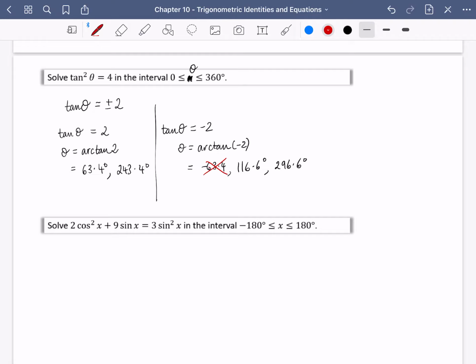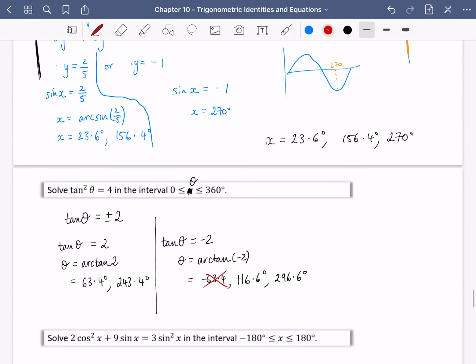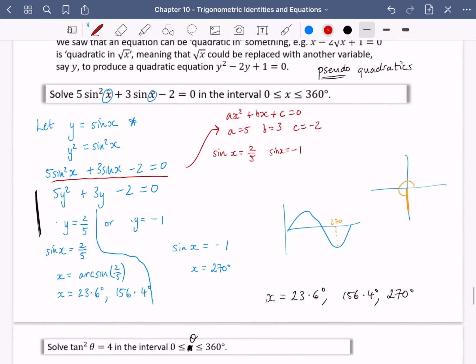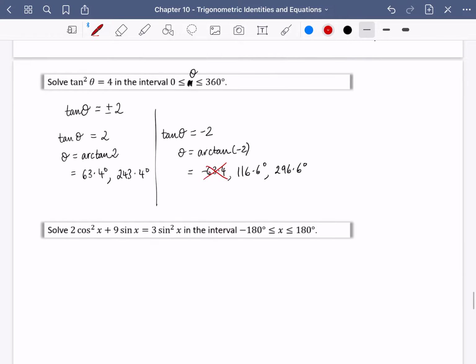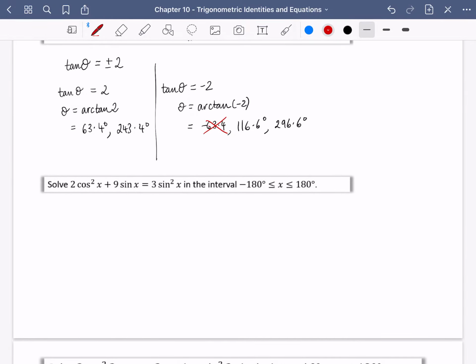Okay, here is where things get different. And I'm wondering if you can spot why this one is different. So in this first example that we had here, we had a pseudo quadratic. Let's just have a bit of time to think about this question and why this one is different.